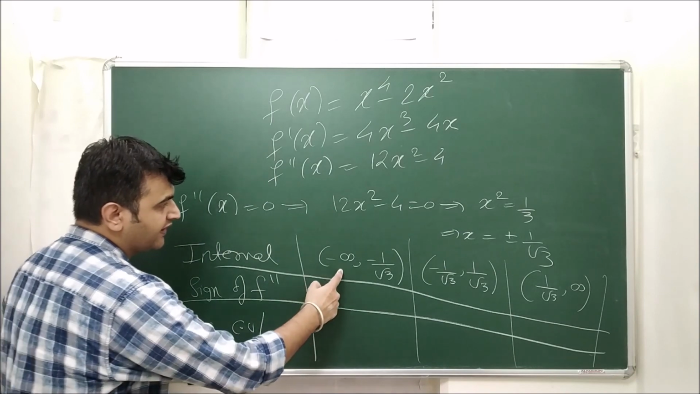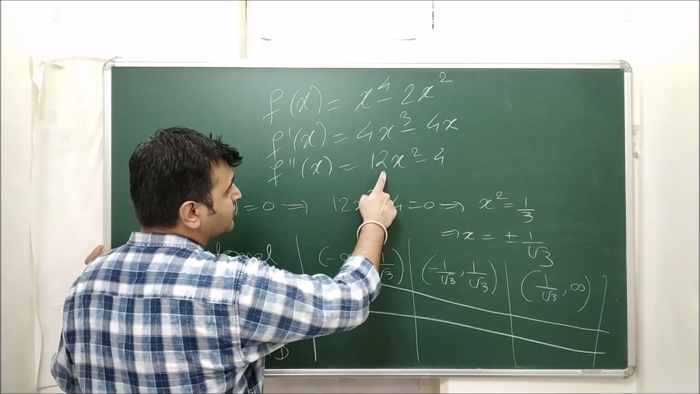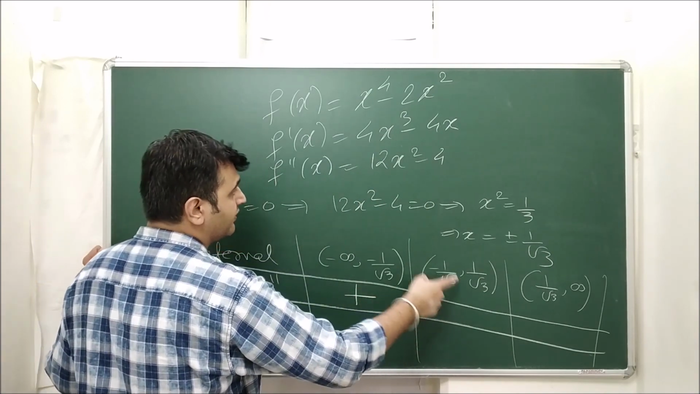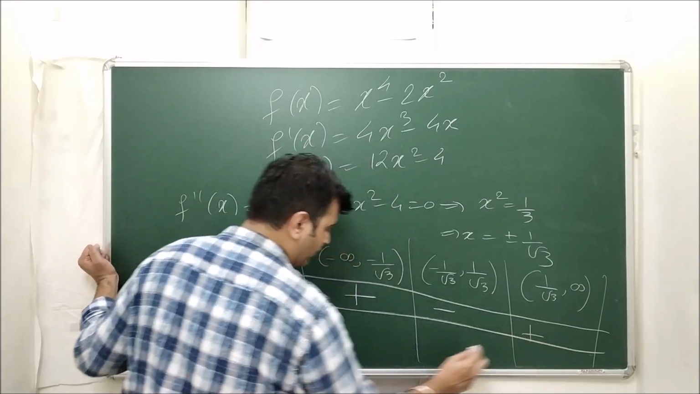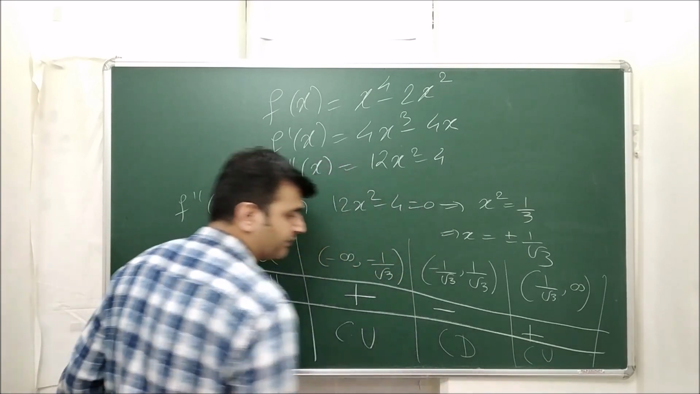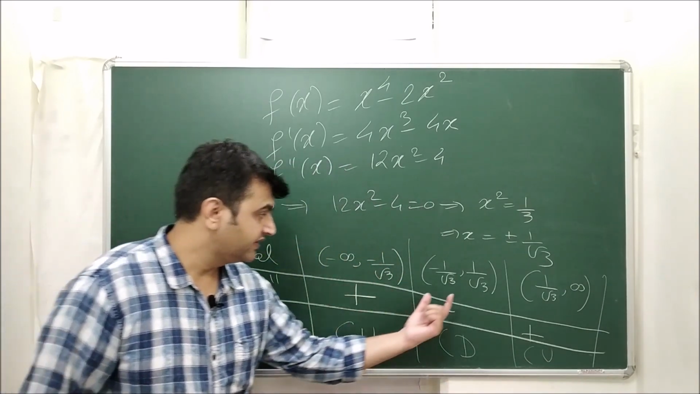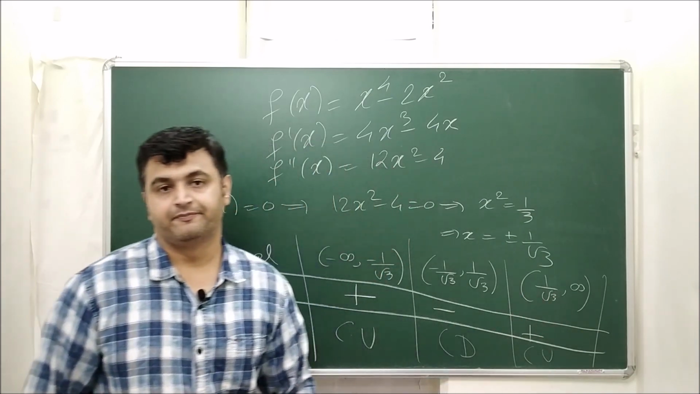Now here, if I take say minus 2 in the interval, what is f double dash of minus 2? It is positive. If I take 0, it is in the interval. What is f double dash of 0? Negative. And here it is positive. So here you have concave up, concave down, concave up. So in this interval the function is concave up, in this interval it is concave down, in this interval it is concave up.